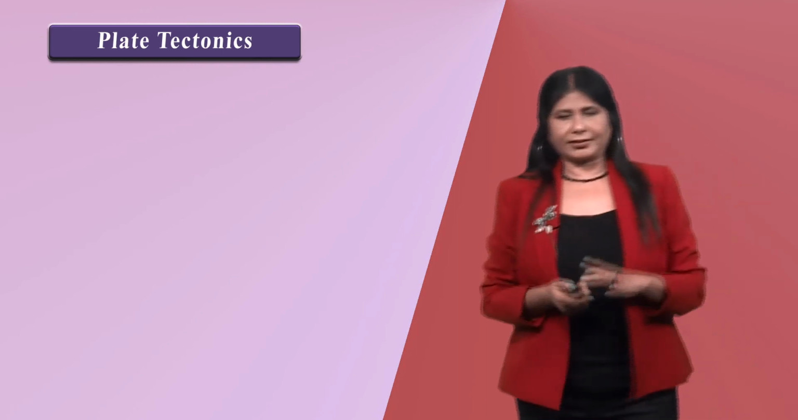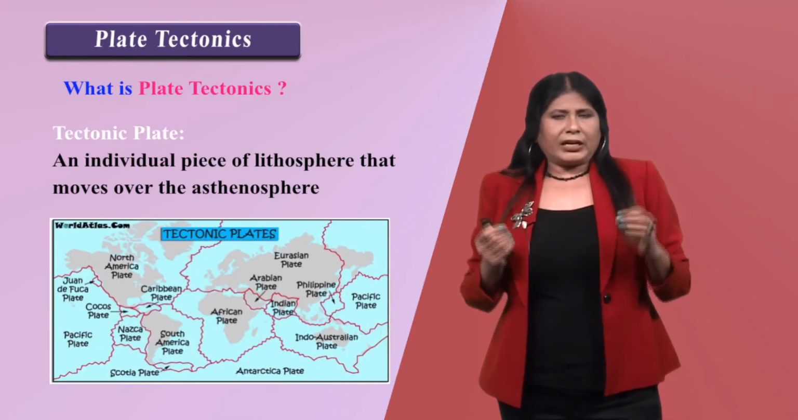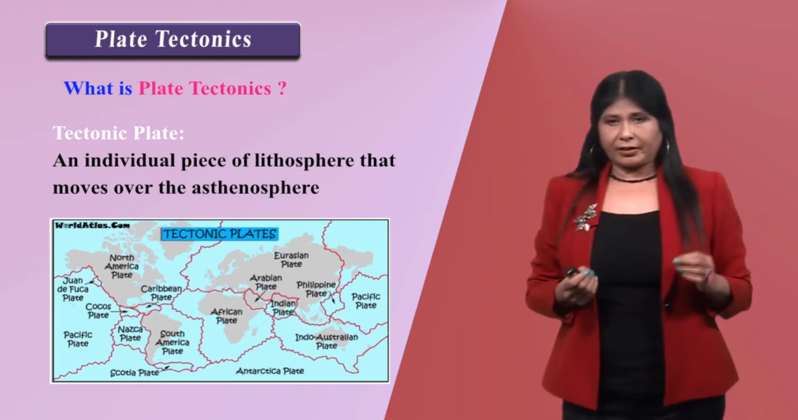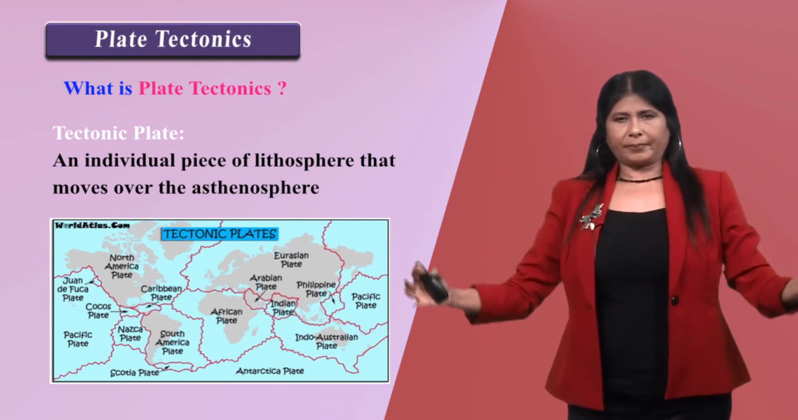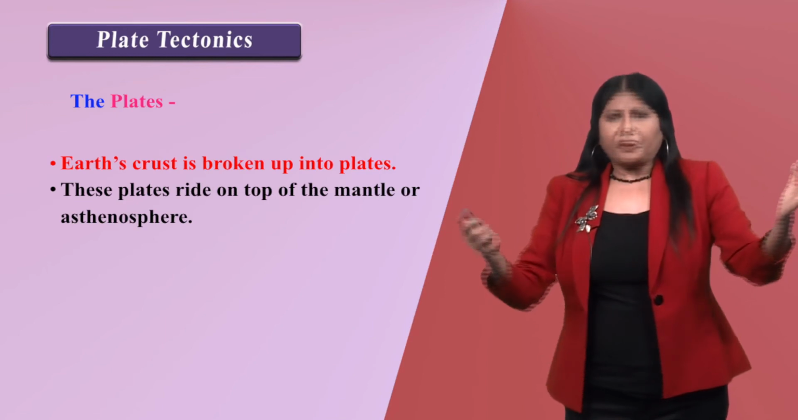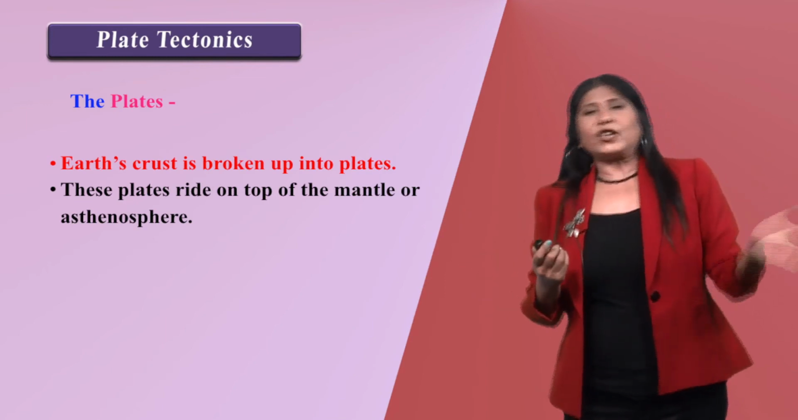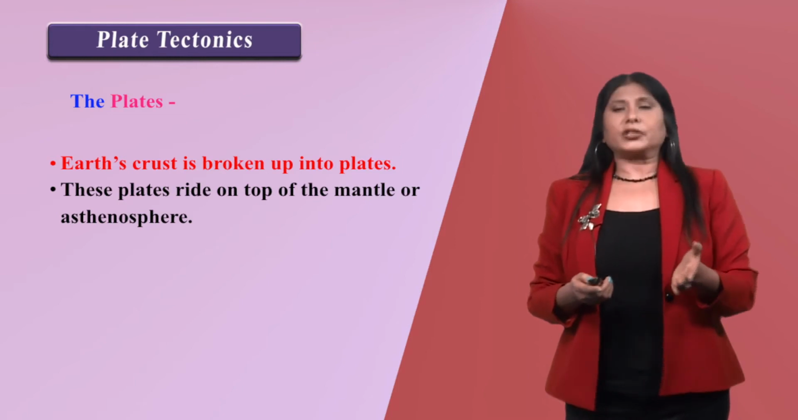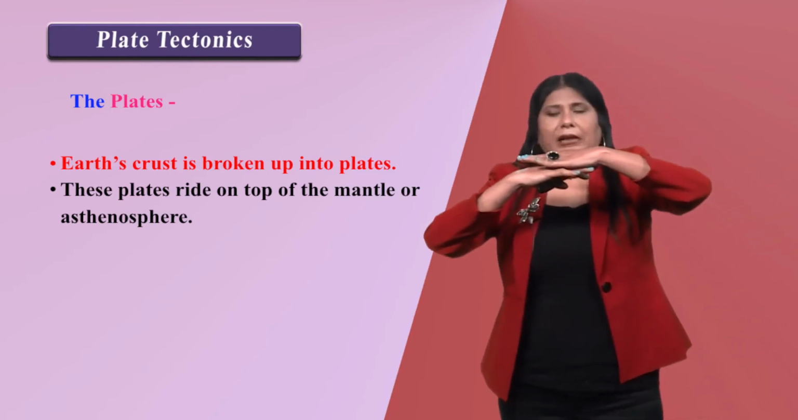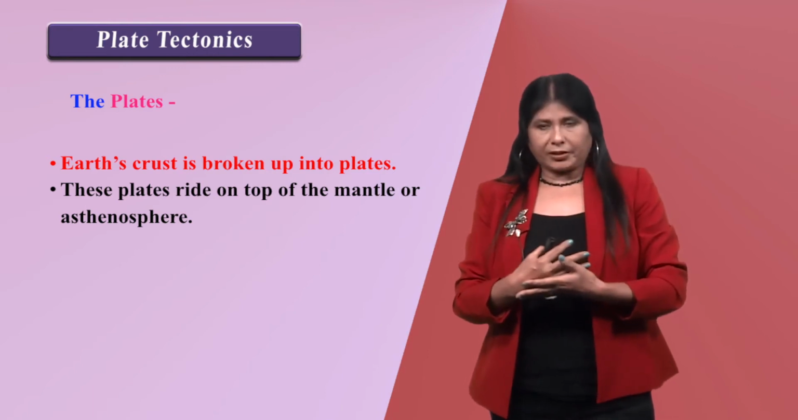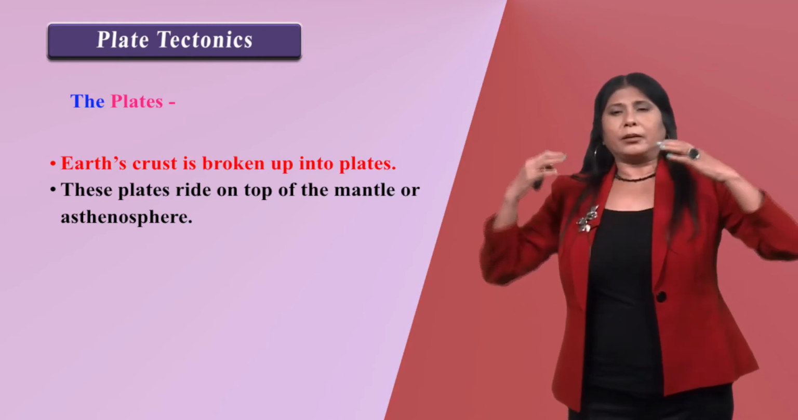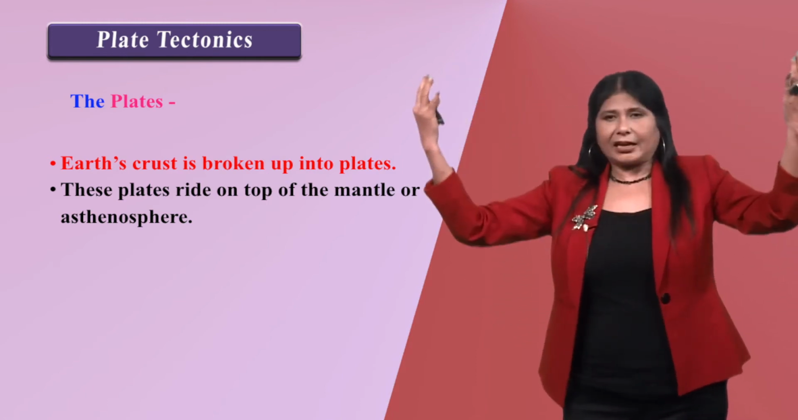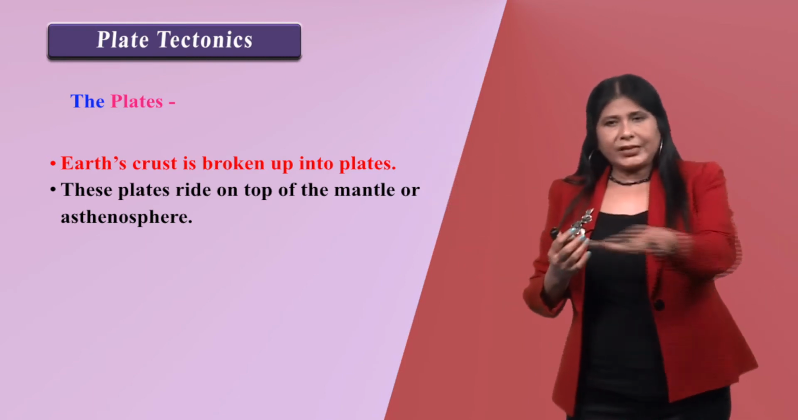So what is plate tectonics? Or what is a plate? A tectonic plate is an individual piece of lithosphere that moves over the asthenosphere. So a huge block. The Earth's crust is broken up into different plates. These plates sit right on top of the mantle or asthenosphere. The asthenosphere is the layer immediately below the lithosphere, which is in a semi-plastic state, not exactly liquid, but when pressure is put on it, it liquefies and lava comes out of that. It is on this semi-plastic layer.